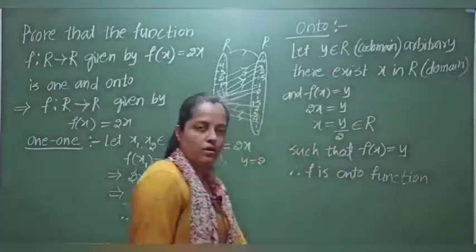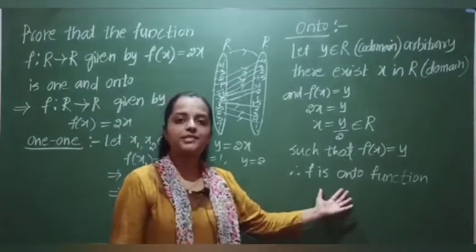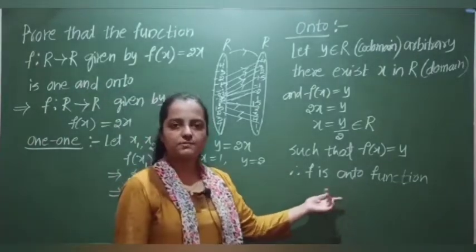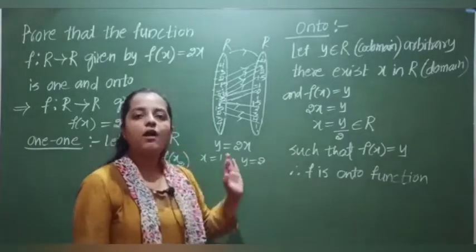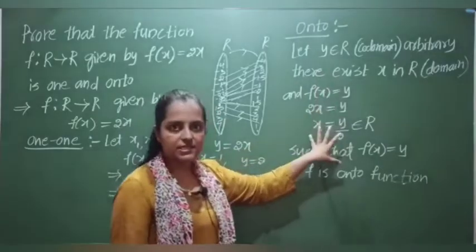Therefore now we have proved f is one-one function and f is onto function. So can we call it a bijective function? Yes, this function is bijective because it is both one-one and onto, right? So look here, hope you understand this step.